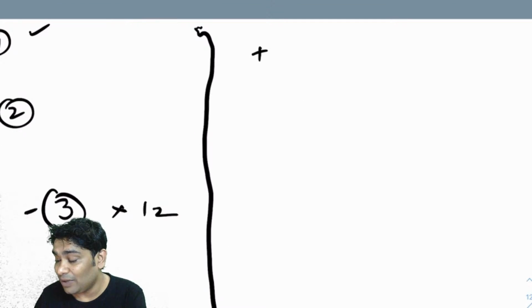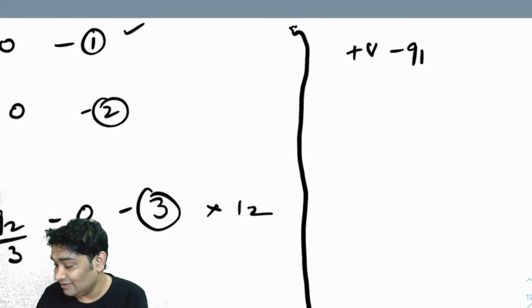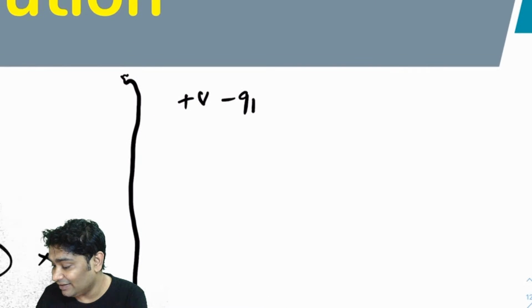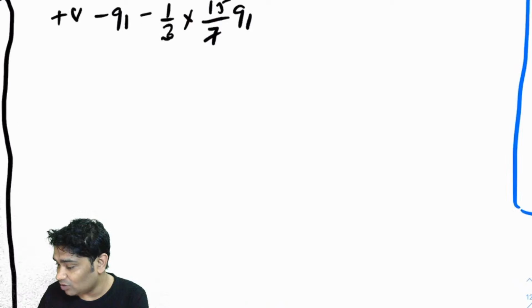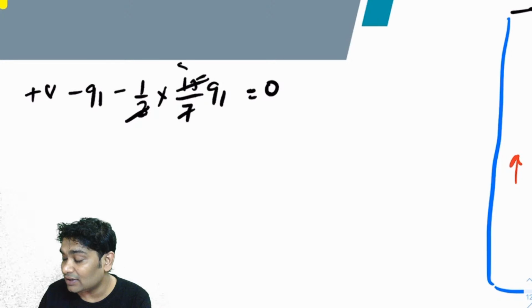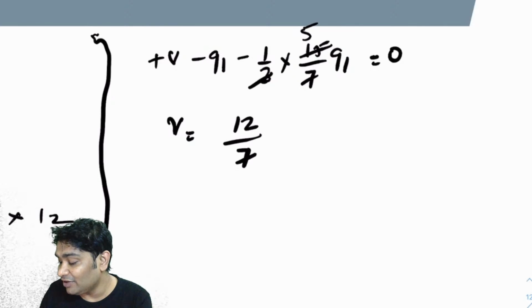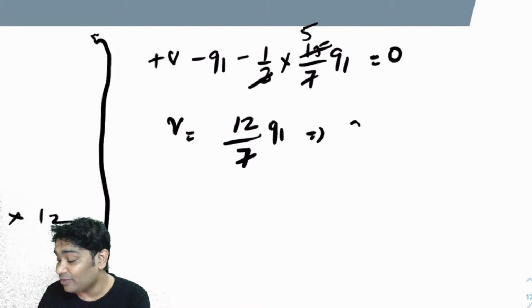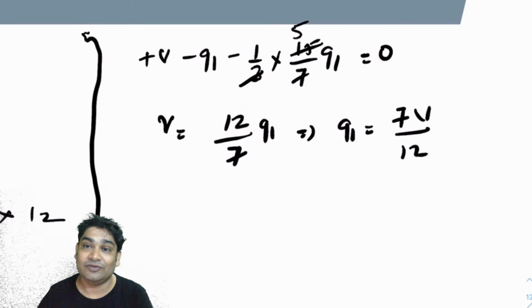So I get plus 1, minus q1, and minus 1 by 3 into 15 by 7 q1. Alright, yeah, this is what I had, and this is equal to 0. So this and this is 5. So I am getting V equals, okay, so this will be 7, 12 by 7 q1, which gives me q1 as 7V by 12.